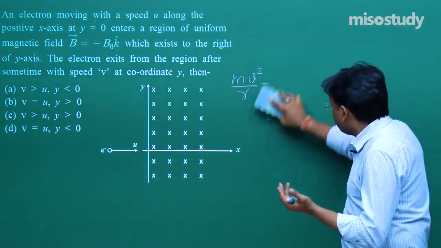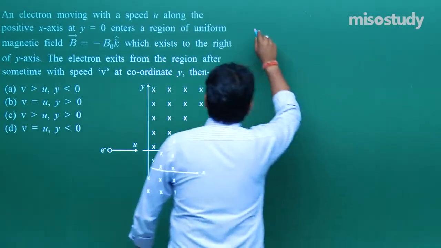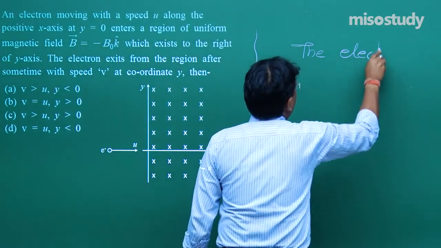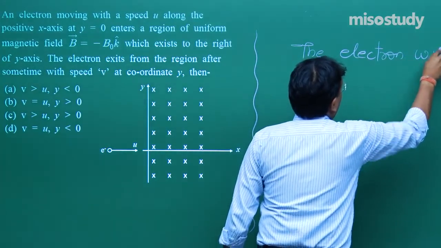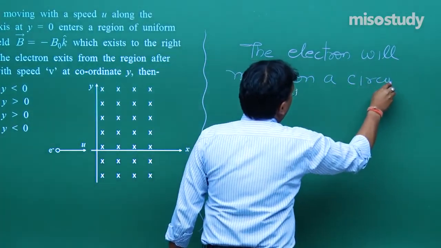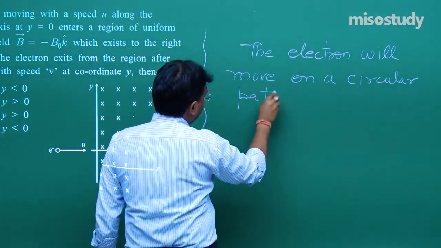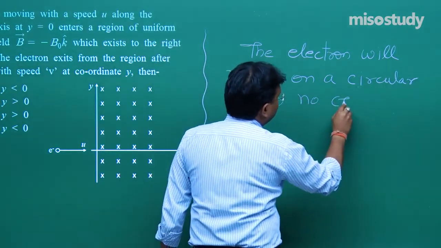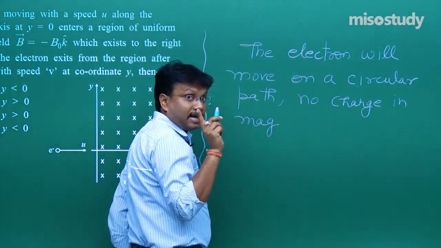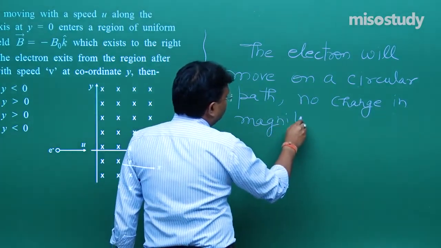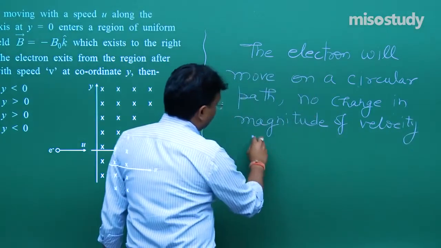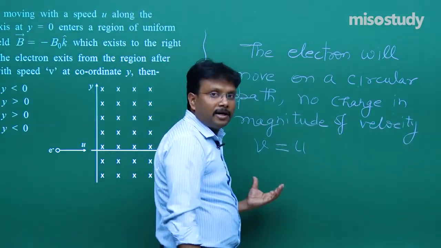So, what I will say, I can mention that the electron will move on a circular path. No change in magnitude, I am not saying direction, direction will change, no change in magnitude of velocity. Fine. So, v is equal to u. Basically, only direction is changing.